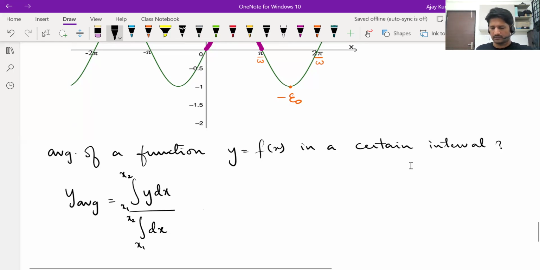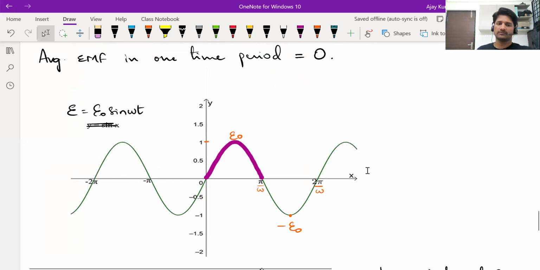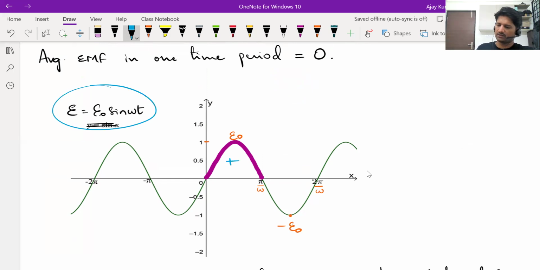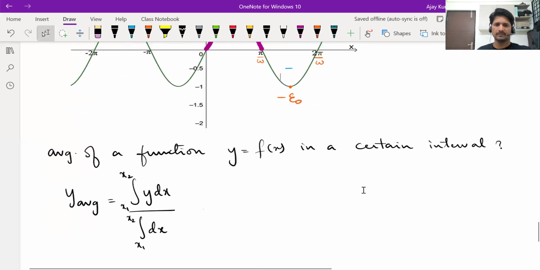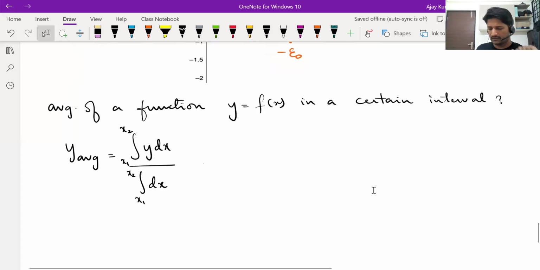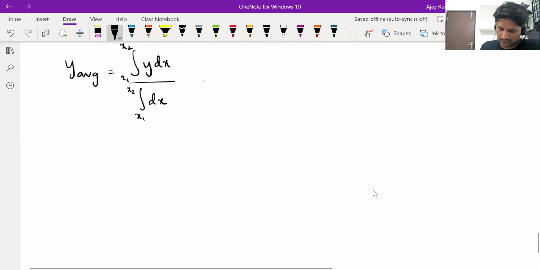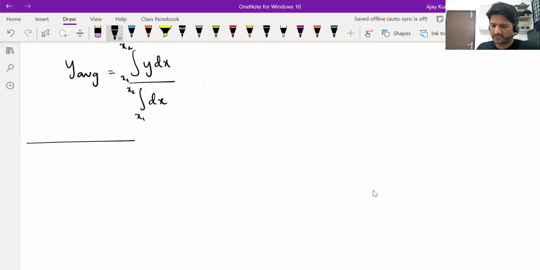Okay. So we are going to use this to find out the average of the EMF function in only the positive half cycle or only the negative half cycle, or in whichever interval you want. All you need to know is integration. If you can do that, you can tell the average of any function. Okay, let us try this. Not directly with the EMF function. Let's take a simpler function now.